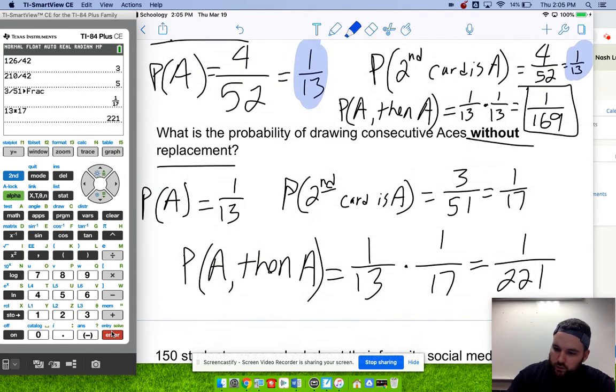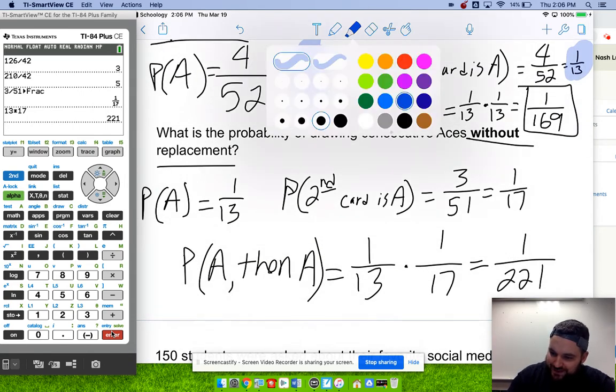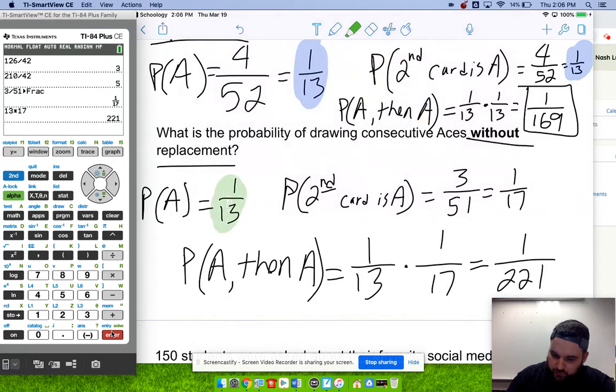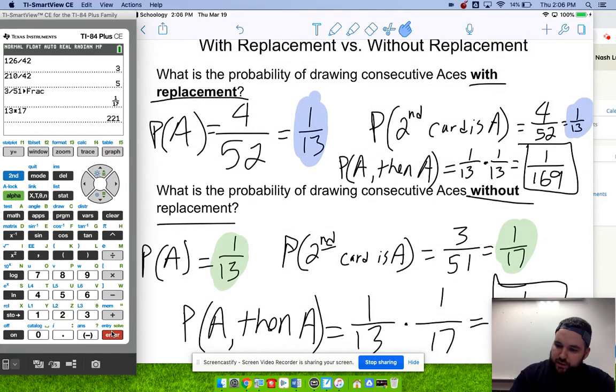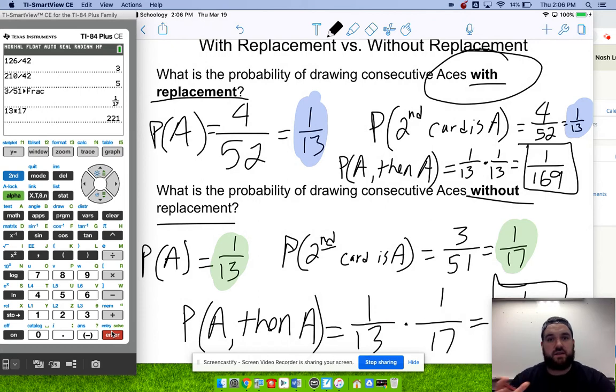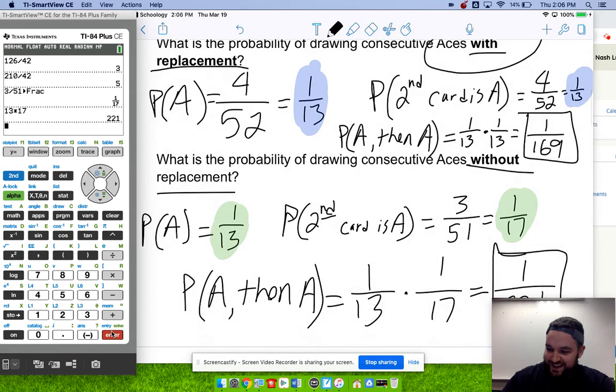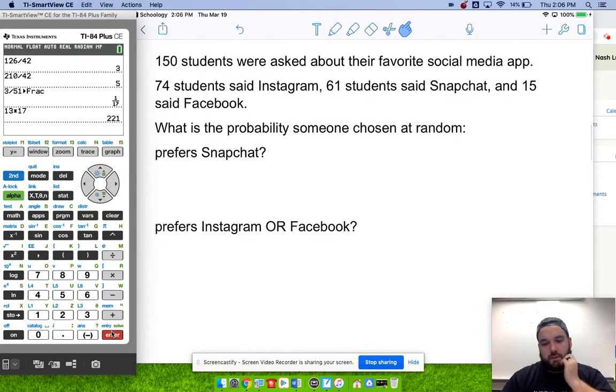Okay, so with replacement, that does not change the probability. Without replacement, does change the probability. So that does affect my overall. Another way to think about this first example: this is independent. With replacement makes the events independent, and without replacement means that they are dependent events. Okay, let's move on.